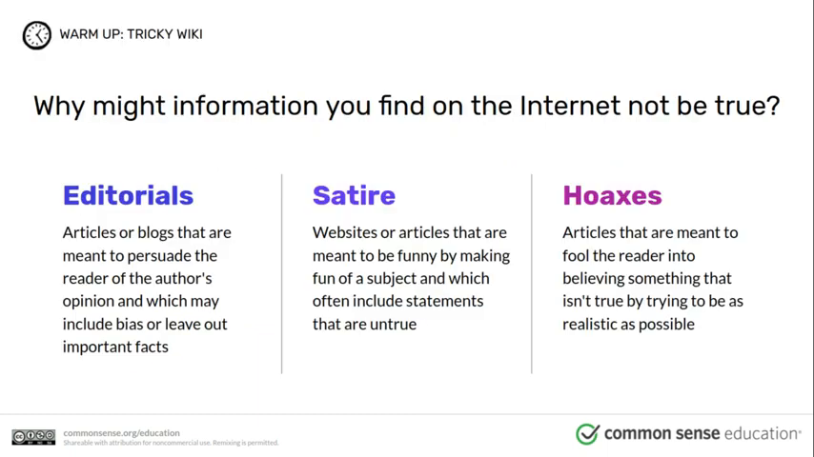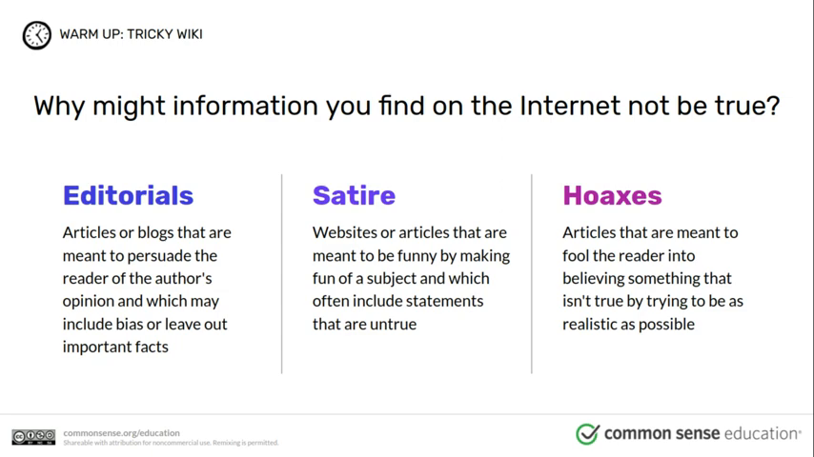So again, as a reminder of last week's lesson, why might information you find on the internet not be true? The first reason is that the information might be written as an editorial. Editorials are articles or blogs that are meant to persuade the reader of the author's opinion and maybe include bias or leave out important facts. An editorial is when the author has a strong opinion about something and wants to change people's minds.